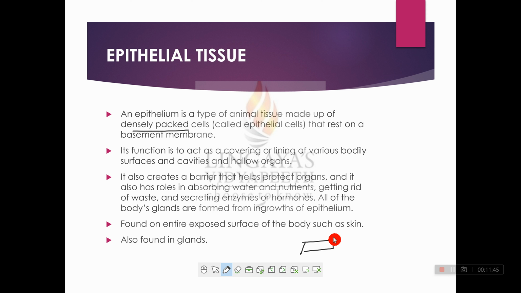Alright, so this is what the epithelial tissue does. It covers the surface of the skin as a sheet. So the function of epithelial tissue is obviously the covering or lining of various bodily surfaces, cavities and hollow organs. It also creates a barrier that helps protect organs and also has a role in absorbing water and nutrients. It is generally present on the skin of the body because it acts as a covering or lining on the surface of the body. It is also found in the glands.